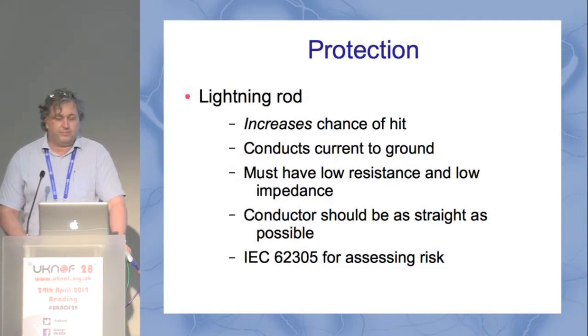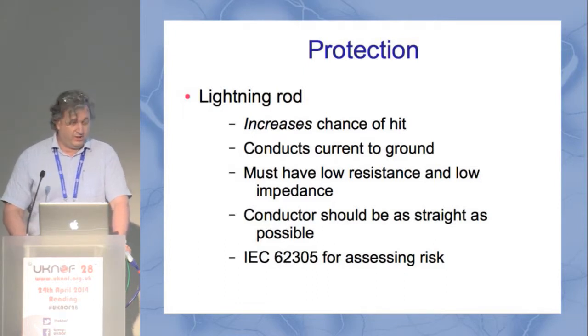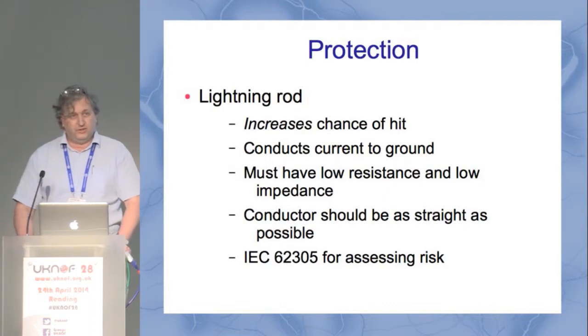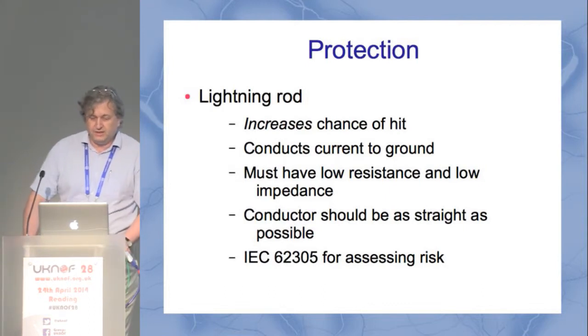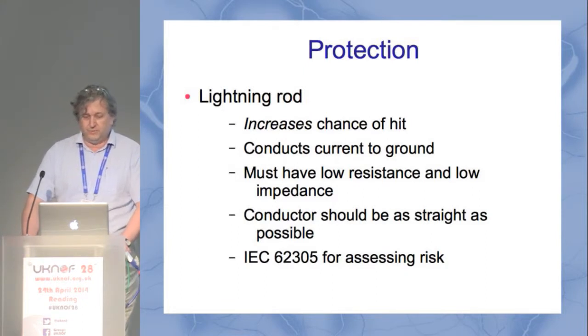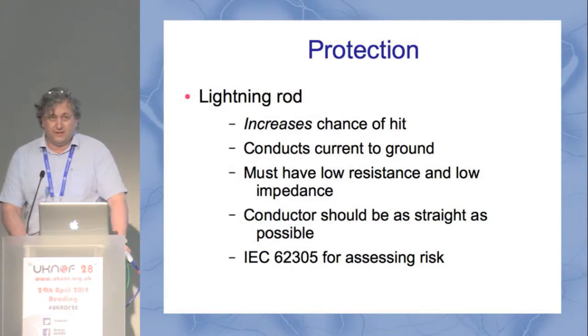Okay, let's look at protection. Lightning rods, which is the standard form of protection. It actually increases the chance of a hit on the building concerned, but it decreases the damage, hopefully. And the way it works is basically it conducts the current to ground. That 100,000 amps, instead of flowing through your damp masonry, actually travels through a piece of metal, which has got a better chance of conducting it.